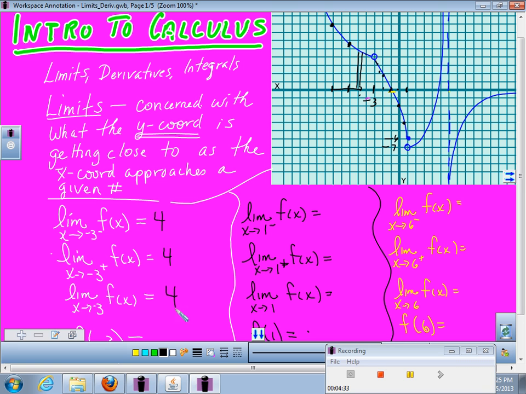Should it be like a parabola? Yeah. Well, it could be at this point. Even though there's a hole, actually, at this number we're looking at, the left and the right sides are still coming toward the same point. So we have a limit from both sides.